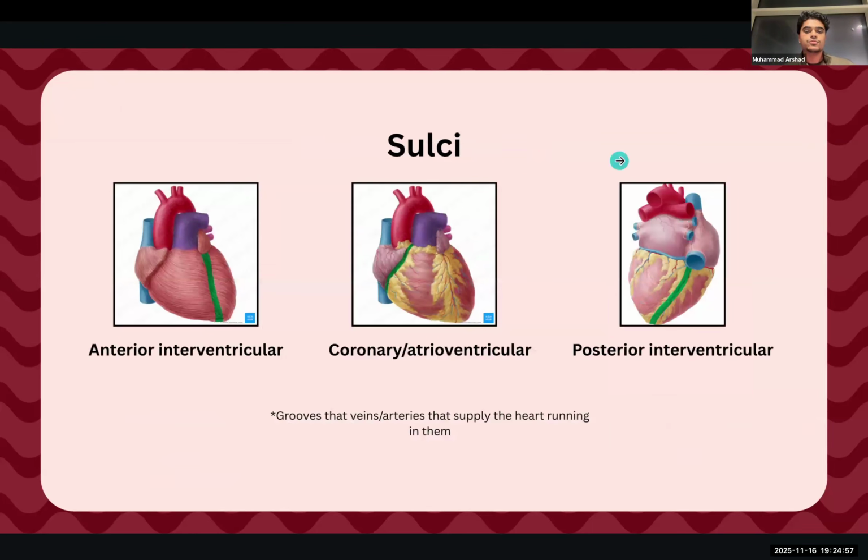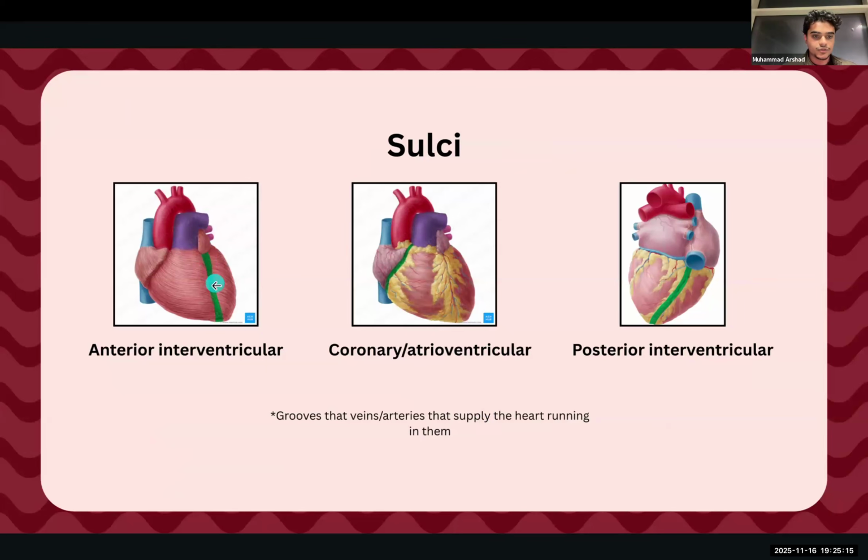Okay, so now let's get into the three sulci. Sulci are pretty much just grooves that are present on the surface of the heart, and there are three of them that you need to know for your lab. The most important thing about them is that they have veins and arteries that are supplying the heart itself running in them. So there isn't really much to say here.